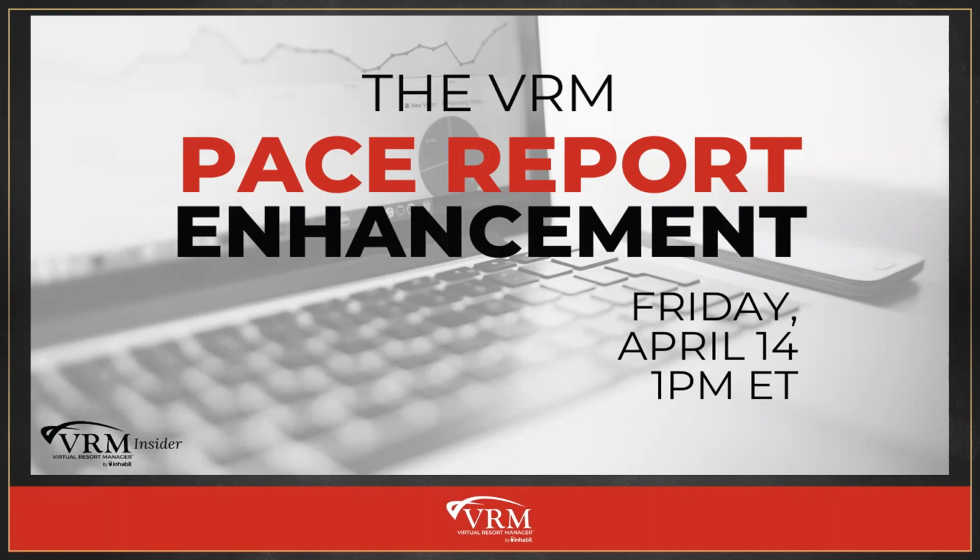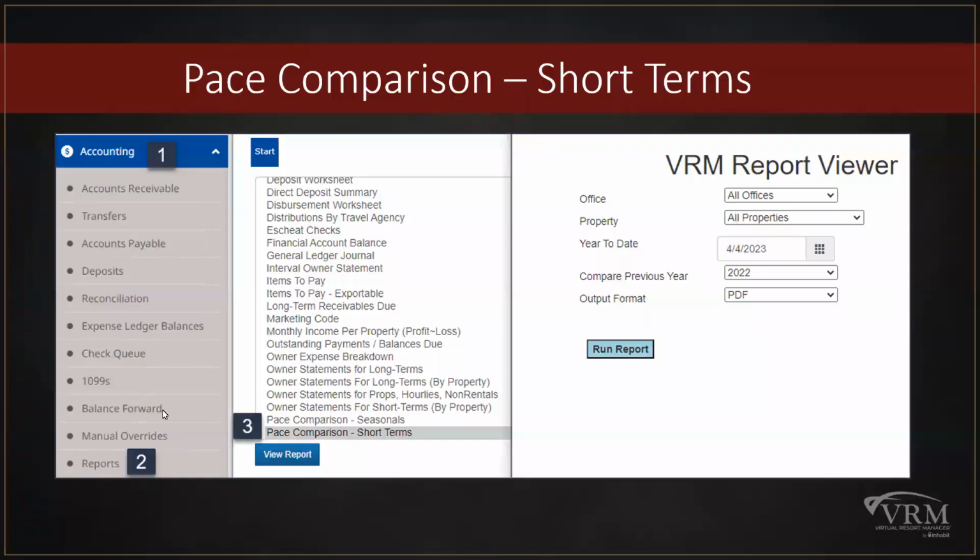So we're going to go ahead and get started. The PACE comparison report is found under accounting reports. And we're going to first look at the one for short term. What we're looking at here is the year to date. And what the year to date looks at is the month and the day entered in this field is the day that we're looking at.